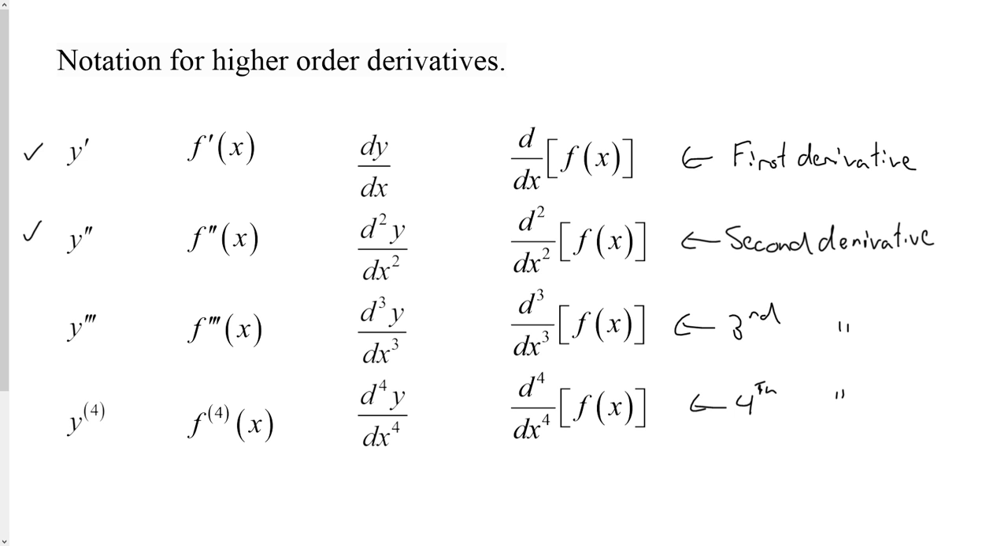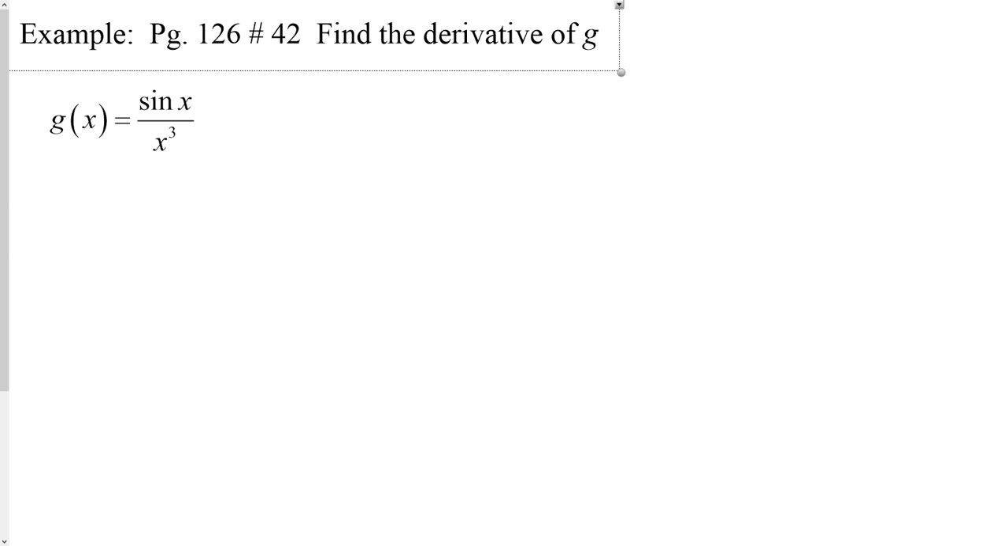Okay, so we are to our first example. I want to find the derivative of g. This is on page 126, number 42. And this is definitely a quotient. So my high function is going to be sine x, and then my low function is going to be x to the third.